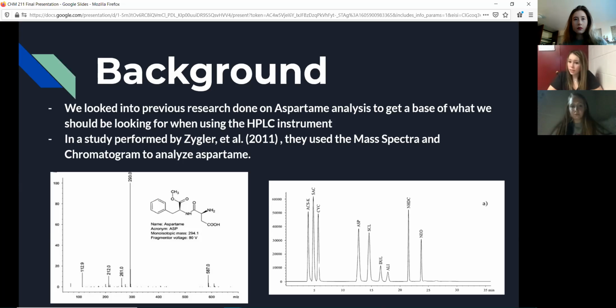So we knew going into our analysis of aspartame using the HPLC instrument that is the peak we wanted to look for, which would be around 294 because of the HPLC instrument being N+1. So we knew that's where we needed to look for the mass spectra peak. Looking at the diagram on the right is the chromatogram peak, which around 12 minutes is the aspartame peak. Again, showing us that when we run the chromatography and look at it using the chromatogram, we need to look for a peak for aspartame around 12 minutes.